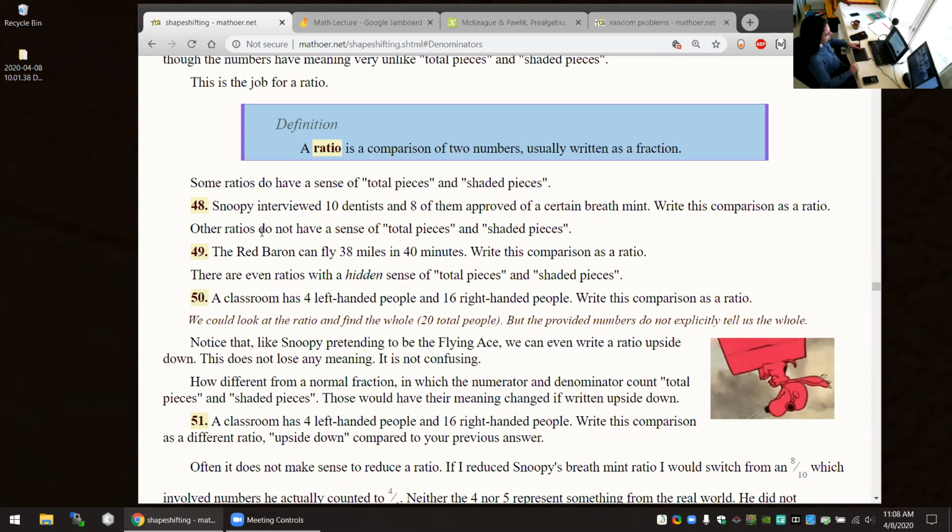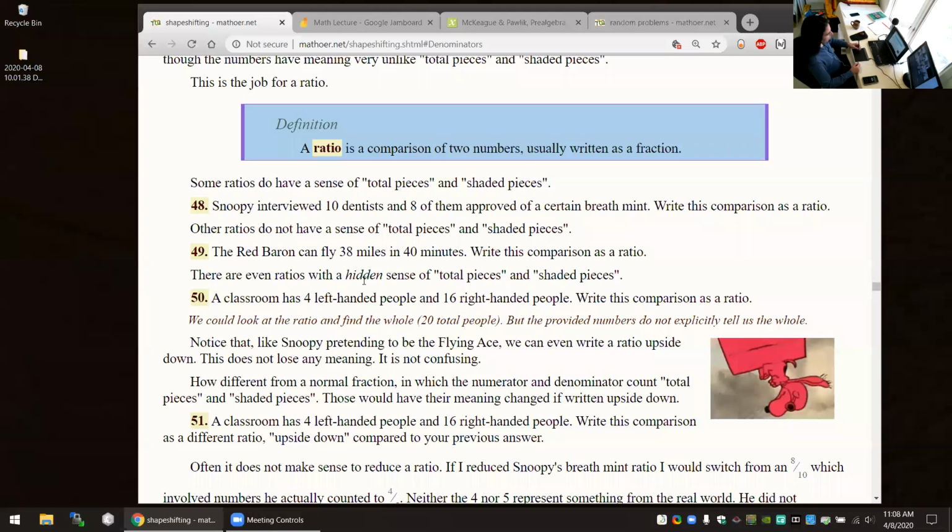But we could also have a ratio, some that you're very familiar with, that aren't like cake slices. If we're going 38 miles in 40 minutes, if you're driving on the freeway at 55 miles per hour, it's not like the top is how many pieces of the bottom we care about.